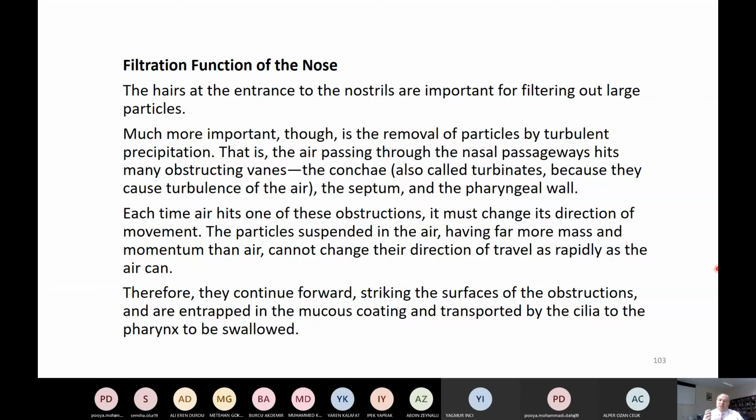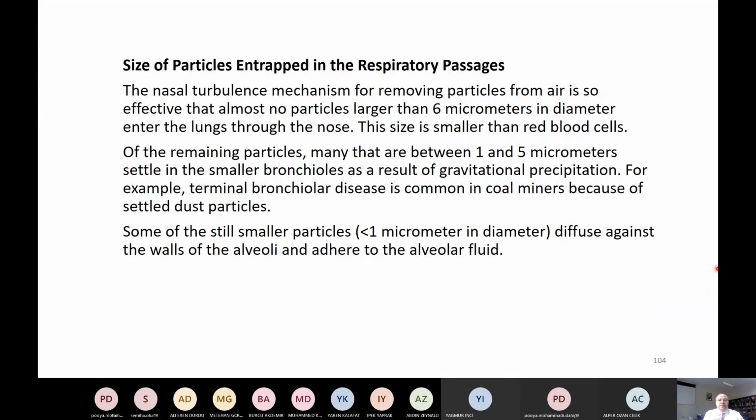Each time air hits one of them, the air changes direction, and the particles suspended in the air, having far more mass and momentum than air, cannot change their direction and travel as rapidly as air can do. Therefore, they continue forward, striking the surfaces of the obstructions, the concha, and are trapped in the mucous coating of the concha and transported by the cilia to the pharynx to be swallowed. Okay, they can't go to the trachea and they can't go to the bronchi.